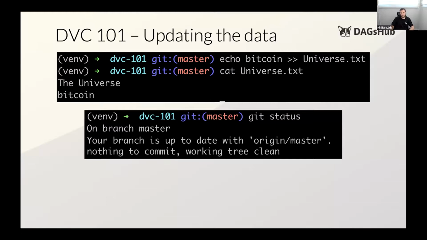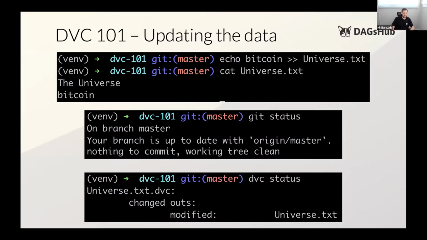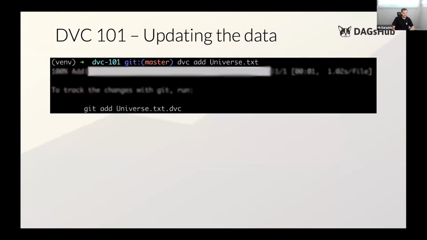We only changed the files that are versioned by DVC. So if I run DVC status, which is another command that we just learned about, we're going to see that we do have a file that was modified. The universe.txt was modified. So in order to version the new version of the data file, we're going to once again run the DVC add command.